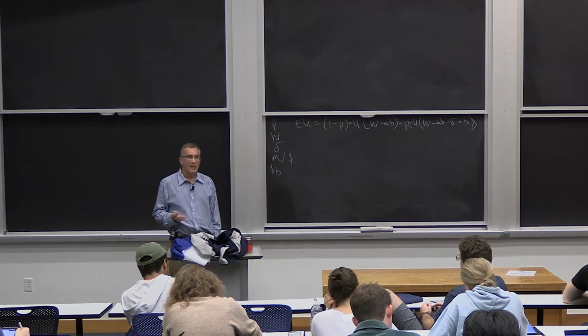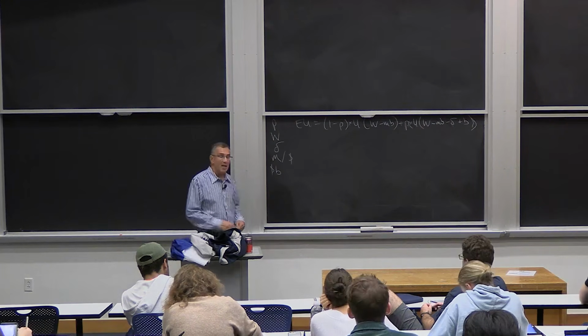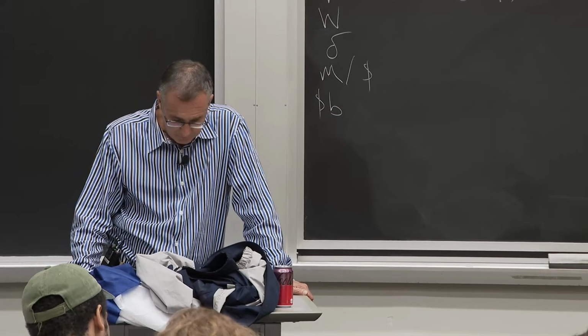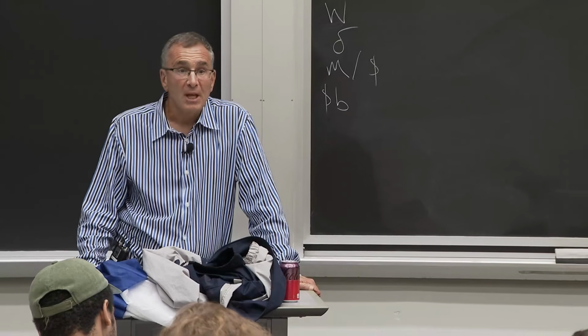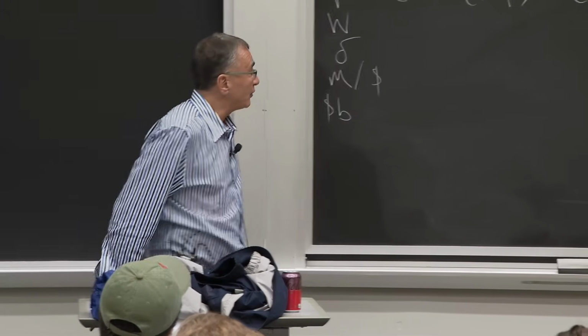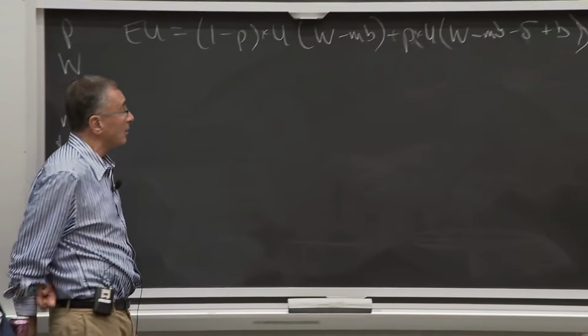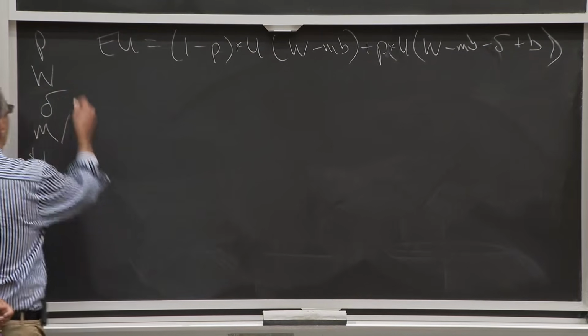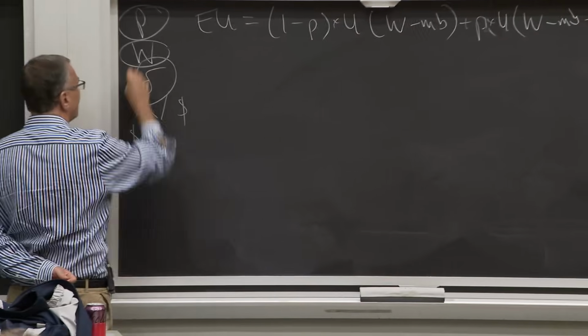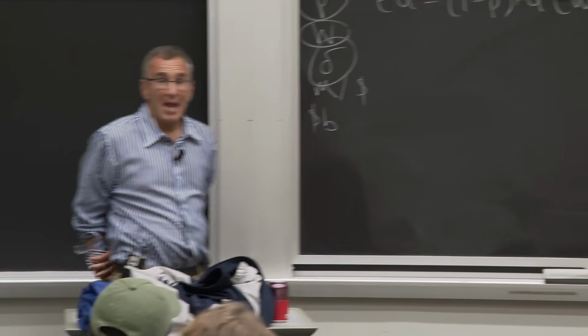Yes. Because M per dollar of insurance, and you buy B dollars of insurance. MB is how much you pay for insurance. Okay? Now, we're going to want to optimize this. But if you'll notice, there are two unknowns here. We're going to stipulate W. We'll tell you what W is. We'll tell you what P is. We'll tell you what delta is. But you have to decide M and B.